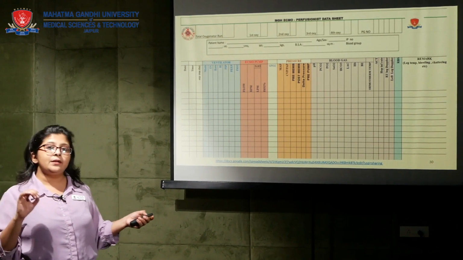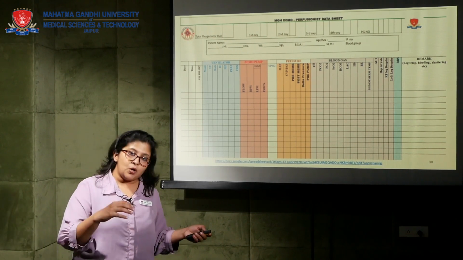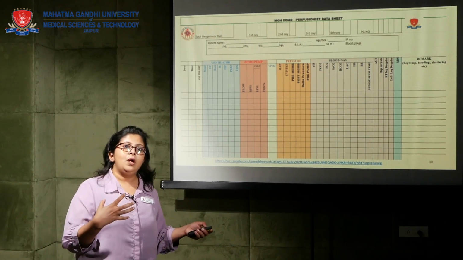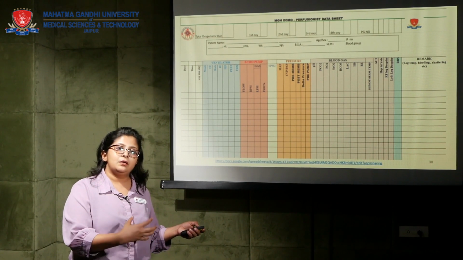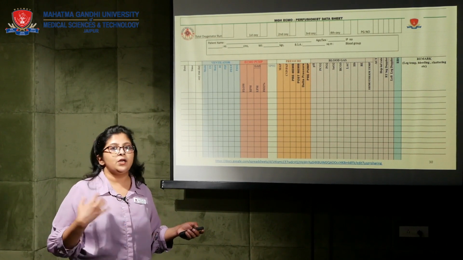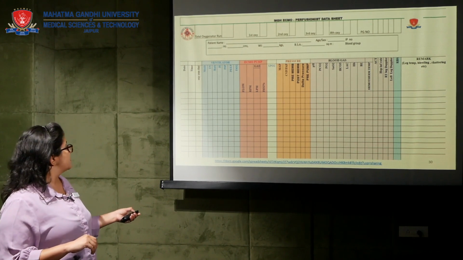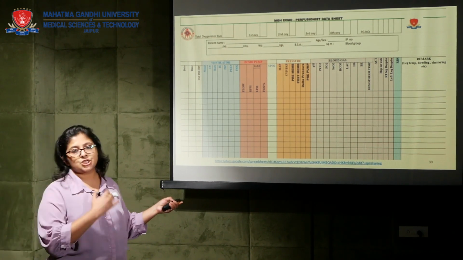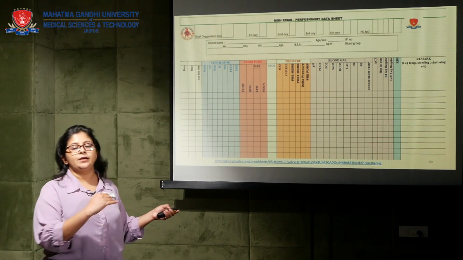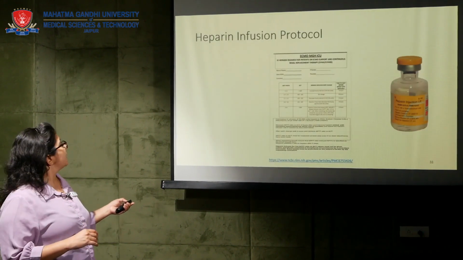And they also monitor the legs regularly, because in VA ECMO, in the arterial cannula limb, there is a possibility of limb ischemia. So we need to be very mindful about that, right? So this is how the perfusionist data sheet would be filled and the data recording would take place.